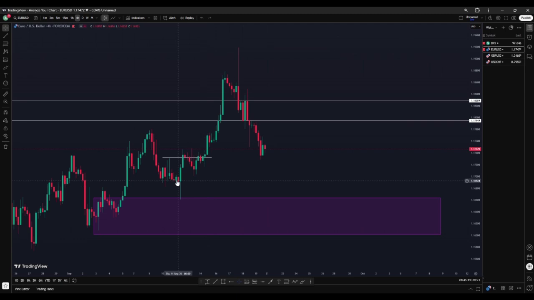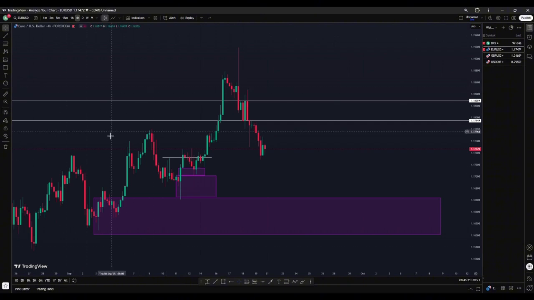And after that break, what do we have? We have a fair value gap. If you look closely here, this is a fair value gap. We have an order block below that fair value gap also. So you can see the market retraces to the point of interest. And once that happens, what do you see?